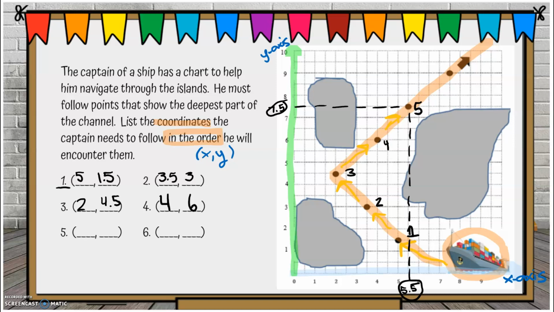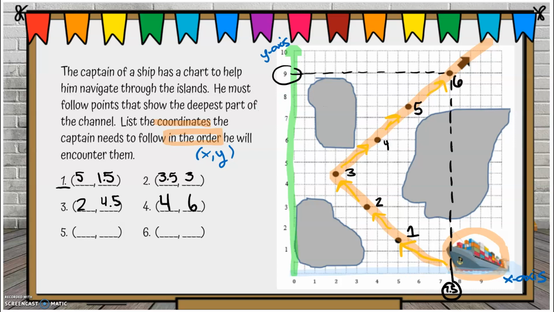Point 5, the captain of the ship has almost navigated through all the deepest parts of the channel. We see the black dotted lines are already there. The black dotted line intersects with the x-axis right here at 5.5, between 5 and 6. And with the y-axis, he's hitting between 7 and 8, so that point is 7.5. So my coordinate pair is going to be 5.5, 7.5. And on to the last point.